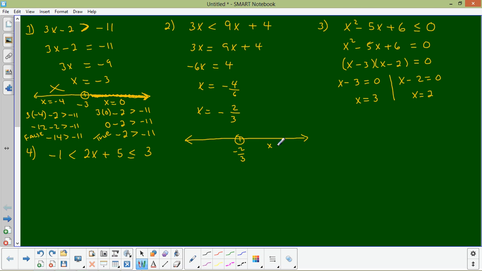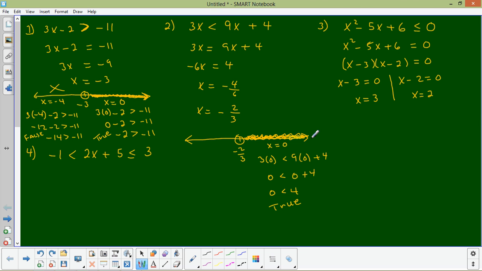Now, a number bigger than negative 2/3 would be like x equals 0. So I plug in 0 for x every time I see it. 3 times 0, 9 times 0. And so I get 0 is less than 0 plus 4. So I get 0 is less than 4. And that's certainly true. So I would shade that interval. I shade everything from negative 2/3 up.